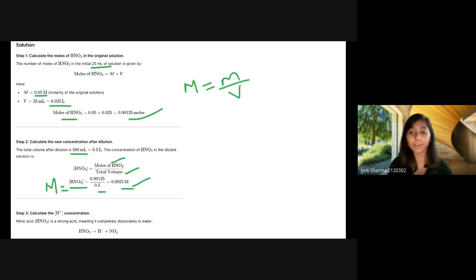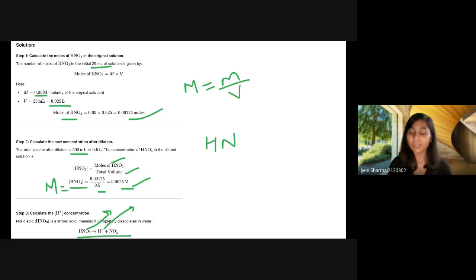But as I told you, we know that nitric acid is a strong acid, and strong acid means it will dissociate into its ions 100%. So this is HNO3. HNO3 will dissociate into H plus ion and NO3 minus ion. Because it is 100% dissociation, whatever the concentration we had of HNO3, the concentration of H plus ion will be equal to the concentration of HNO3. So this is how you calculated the H plus ion concentration.